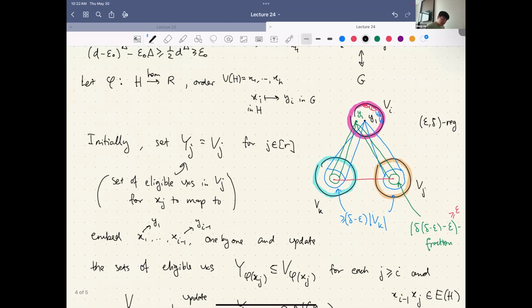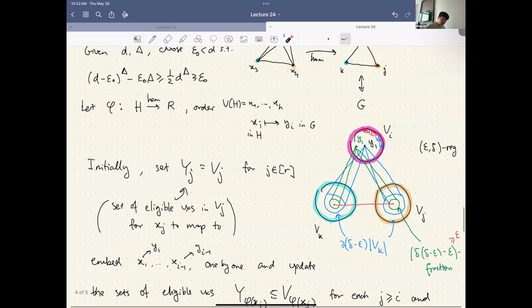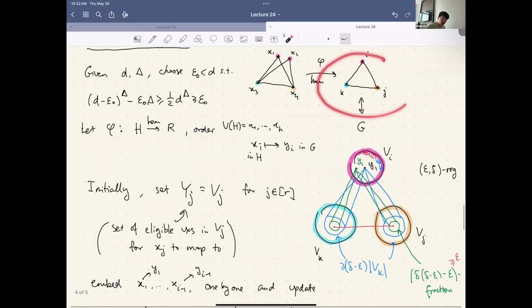Here, as you can see, after we scoop out vertices that are atypical, we just choose arbitrary y1 to be the image of x1. You see here, the choice for x1 is almost everything. And the choice for y2 is also a lot. x3, x4, also a lot. So we can get a counting version. Not only do we get a copy of H in G, we get many, many copies of H in G. This is the next property we're going to see about the reduced graph.